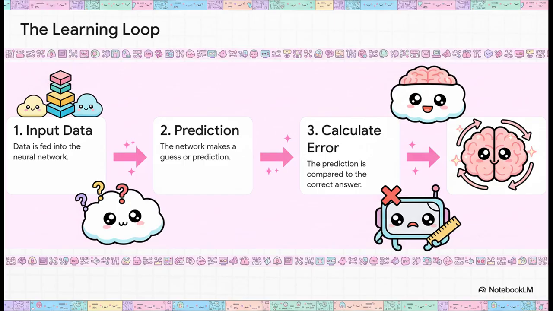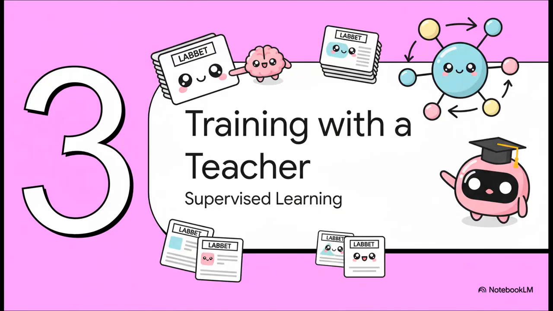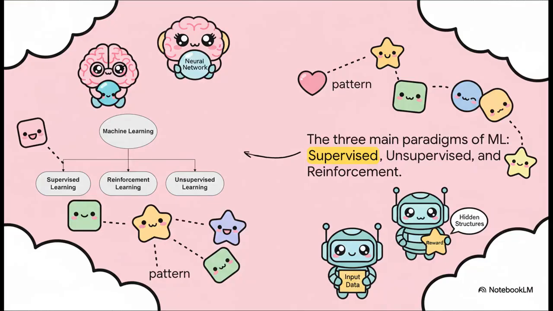Now, the most common way to get these networks up and running is to give them a guide, a sort of digital teacher that basically has the answer key to the test. You see, machine learning isn't just one thing. It's more like a big family of different strategies. You've got these three main branches: supervised, unsupervised, and reinforcement learning. And we're going to start with the big one, the one that powers a ton of the AI tools you probably use every day: supervised learning.